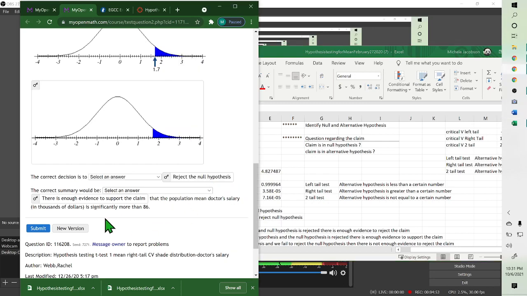There's enough evidence to support the claim that the population mean doctors is significantly more than 86, because we're rejecting the null.